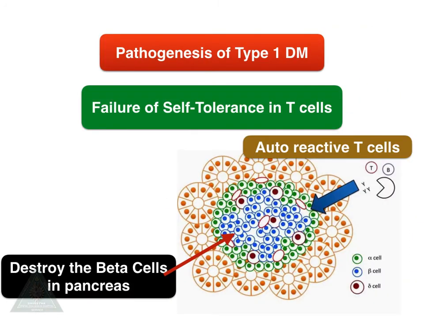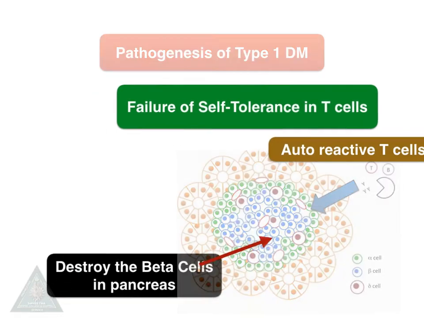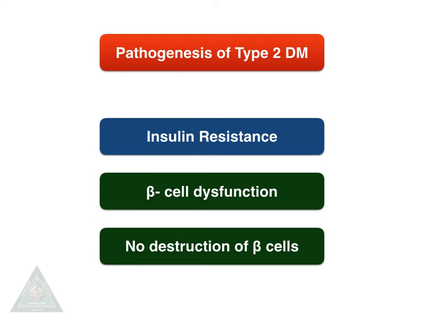Coming to the pathogenesis of type 1 diabetes mellitus, there is a failure of self-tolerance in the T cells. So, these autoreactive T cells will destroy the beta cells of the pancreas and cause diabetes mellitus. And the pathogenesis of type 2 diabetes mellitus is not the destruction of the beta cells by T cells, it is mainly due to insulin resistance and beta cell dysfunction.